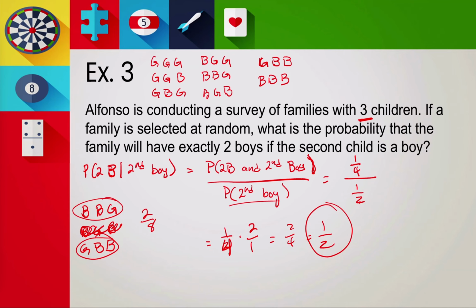And so given the second child is a boy means we're eliminating all of the cases where the second child is a girl. So that gives us 4 cases where the second child is a boy. And then we want the number of arrangements with exactly 2 boys, and that's going to be this and this. So 2 out of 4, or 1/2, is the probability that you have exactly 2 boys given that the second child is a boy.